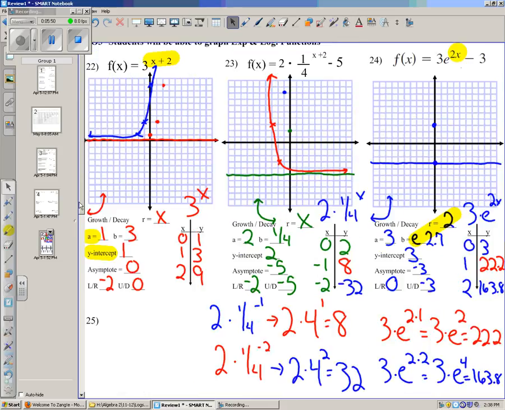So when I graph this one, because I know the shape, it's a backwards L, I'm going to quickly shift my point down 3 times. And then because I know the shape, it's going to coast along the wall and then shoot up really fast. Okay? All right, let's go to 25.